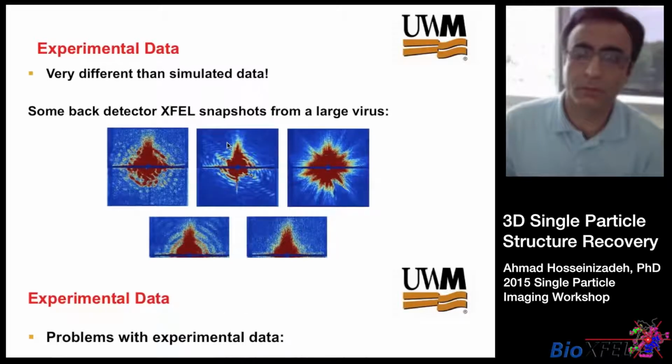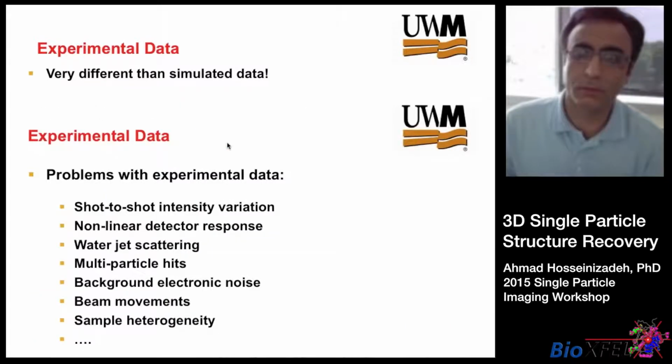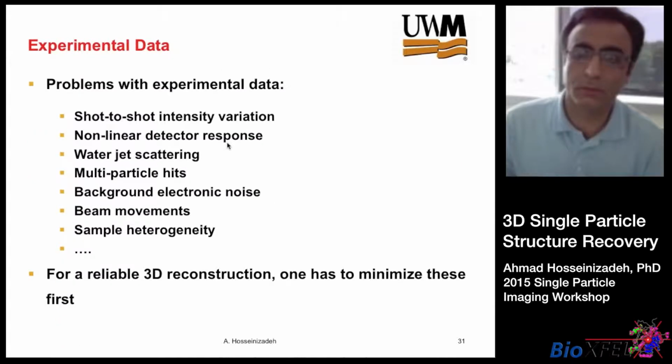These data were taken 3 years ago by this group at LCLS, and they used water jets. So with experimental data, what problems are we facing? We have shot-to-shot intensity variation. We have nonlinear detector response. We have water jet scattering in the case of using a liquid jet. We have multiple hits in the data. We have background electronic noise. We have beam movements, and we have sample heterogeneity, and so on. So for a reliable 3D reconstruction, we need to minimize these effects as much as possible.